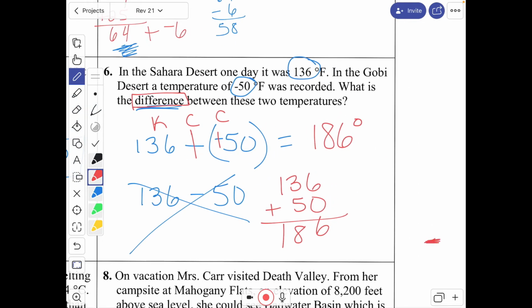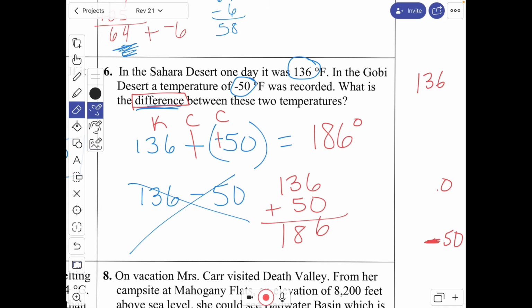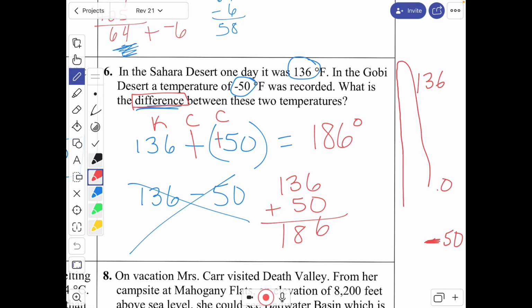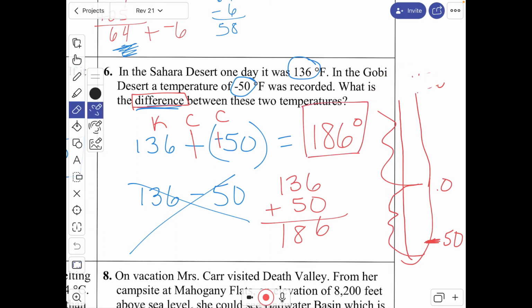Think about it. On the thermometer, negative 50 degrees would be way down here, and 136 degrees would be way up here, and 0 would be around here. So we would have to find the difference. We'd have to go all the way from 136 down to negative 50. Well, from here to here is 136. I'd have to keep going. That's another 50. That's why we added them to make 186 degrees.